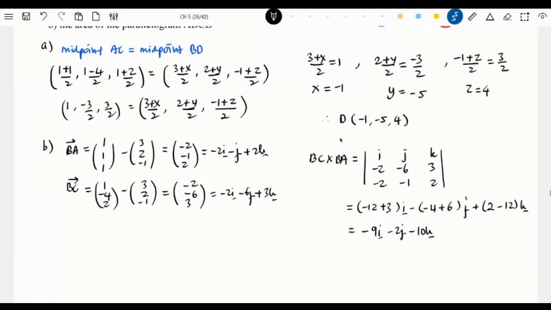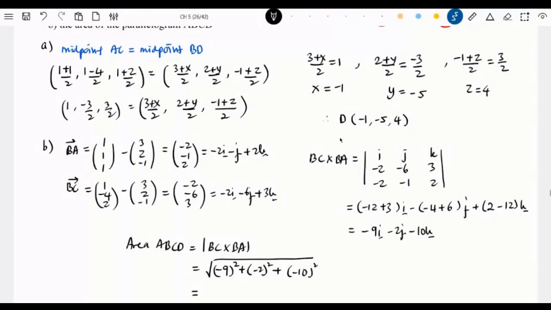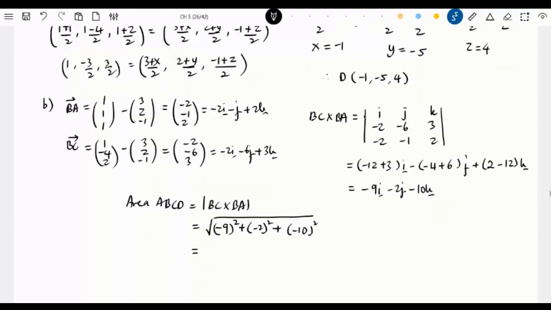Kita boleh cari area lagi. So area ABCD adalah magnitude of BC cross BA, magnitude square root of negative 9 square, negative 2 square plus negative 10 square. Okay, dapat berapa ni? Square root 185. Boleh simplify tak? Tidak. Okay. Alright, so next one adalah example 7C and 7D.